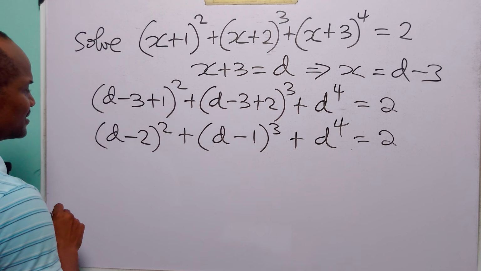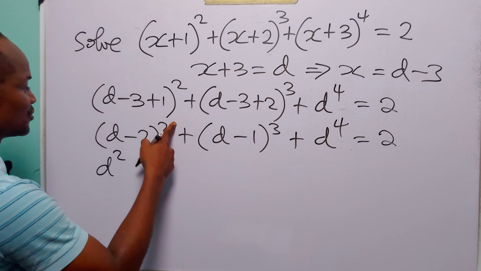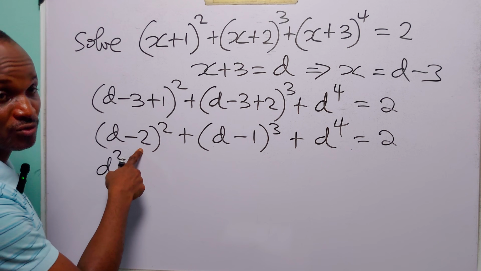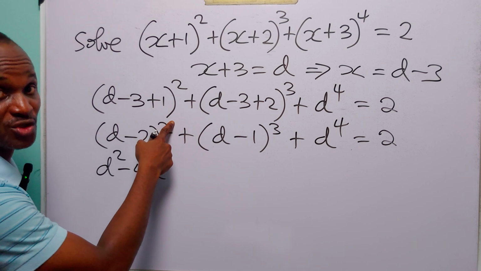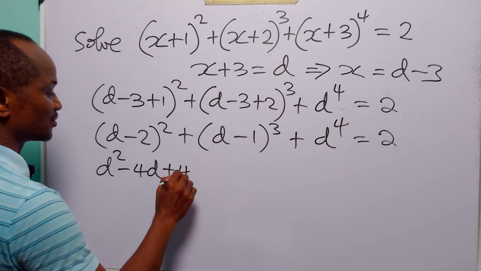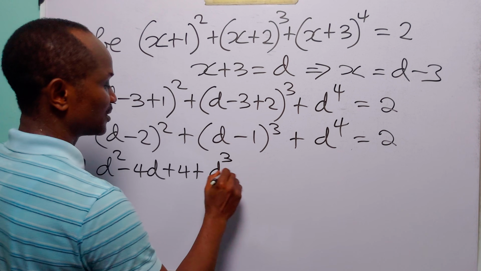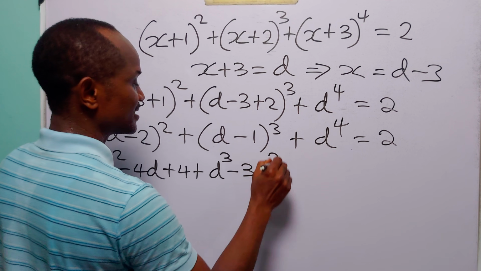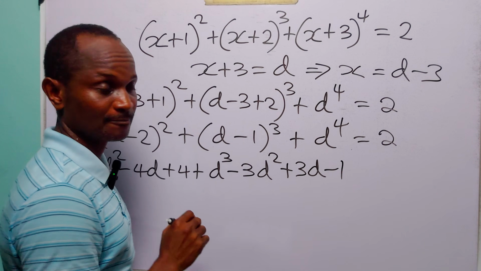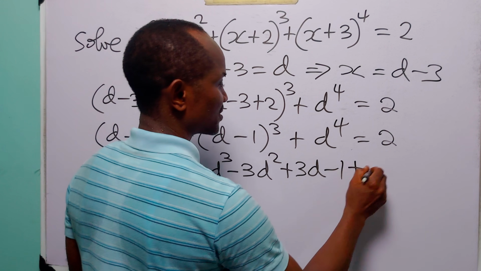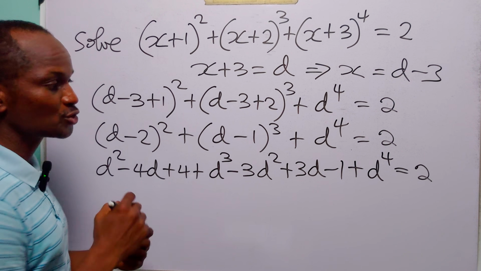Now let us expand this. We have d squared. Then 2 times d times minus 2. That is going to give us minus 4d. Then minus 2 squared, which of course is equal to 4. Expanding this, we have d cubed minus 3d squared plus 3d minus 1. Then we have plus d to the power 4, and everything is still equal to 2.